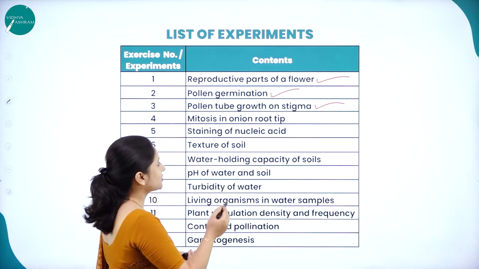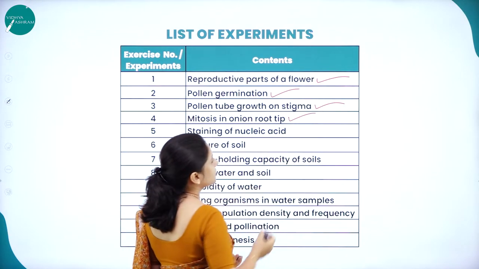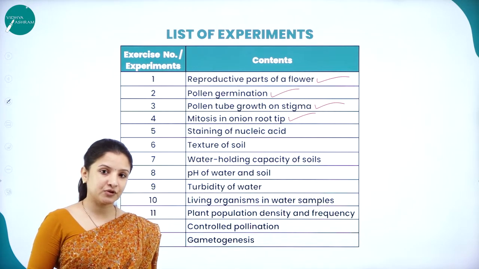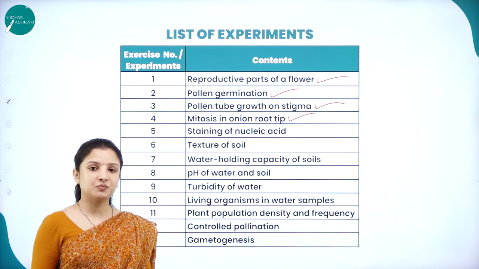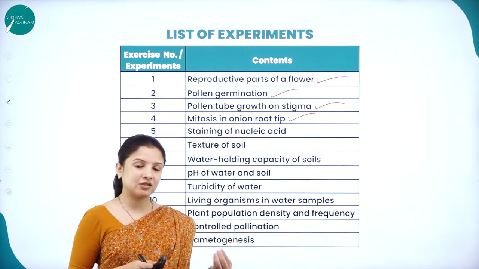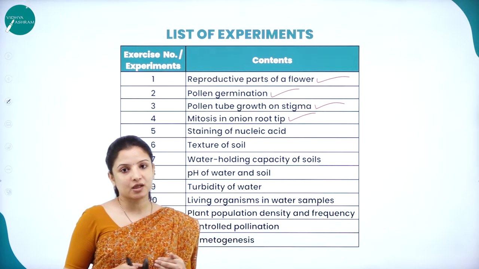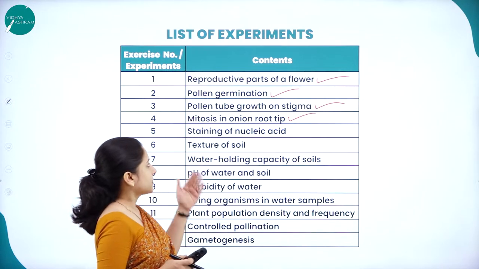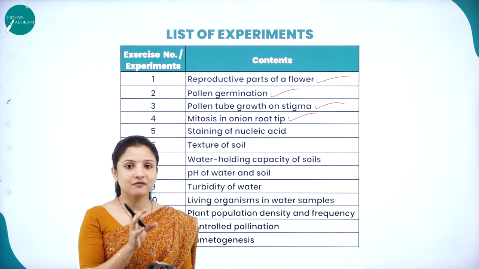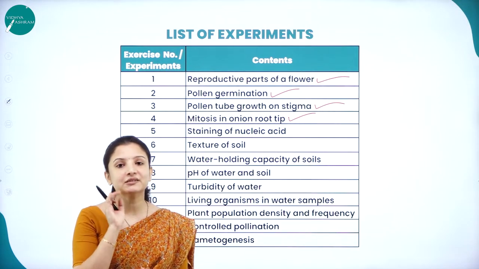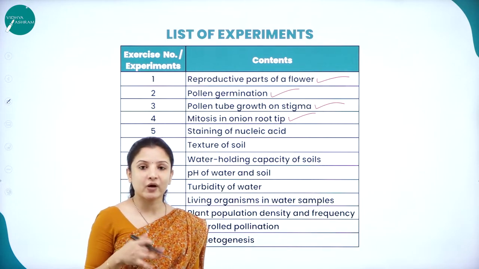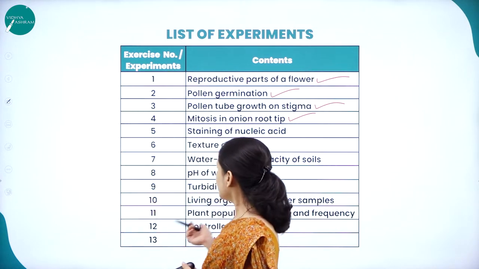Next, we have mitosis and onion root tip. Mitosis, you have learnt about mitosis, cell division, right? In your first PUC, but the experiment, you'll have it in your second PUC. So go through your first PUC theory textbook before coming to this particular lab experiment. Mitosis and onion root tip is very interesting, very beautiful. In the cells, you can see different stages. Very nicely, you can observe the chromosomes and all that, which is quite interesting.